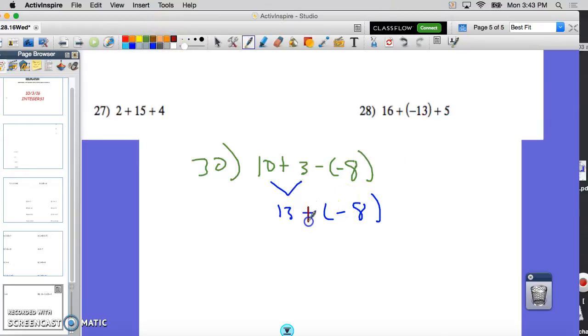We're going to change it to addition and change the sign of the second number. So really what I have is 13 plus 8. Positive plus positive, the answer is positive. Just add. All right, so that was the entire section of the back half.